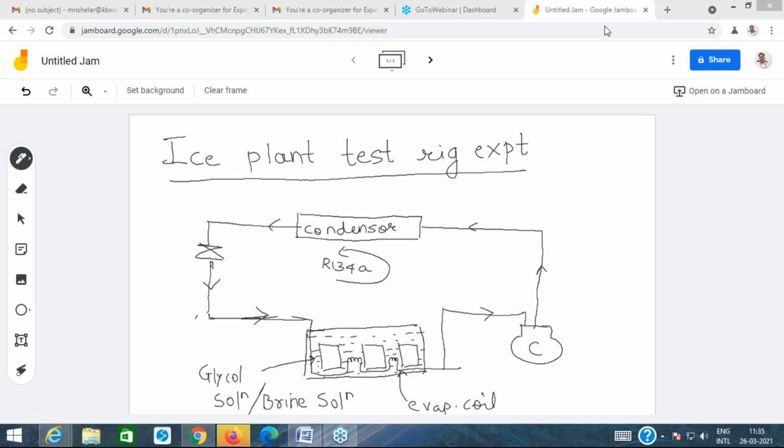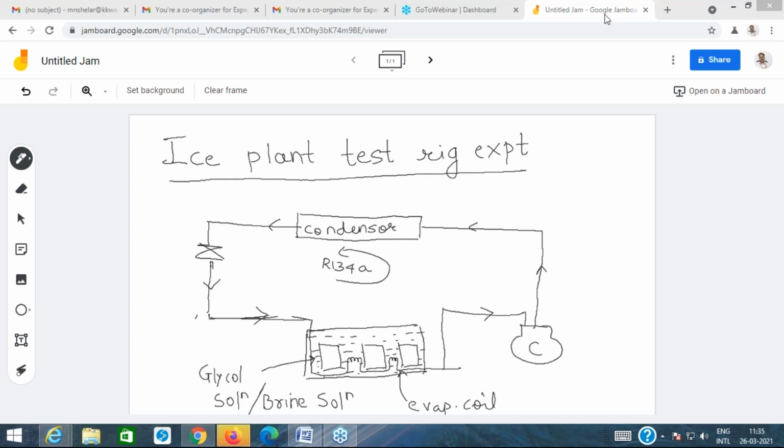Similar to the actual ice factory, the ice plant test rig in our lab has four major components, namely the compressor, the condenser, the expansion device, and the evaporator. In the lab, the refrigerant used is R134A. In actual ice factories, you might find refrigerants like ammonia being used. The compressor here is a low capacity compressor because this is a setup.